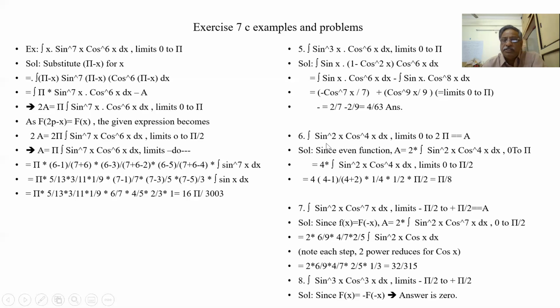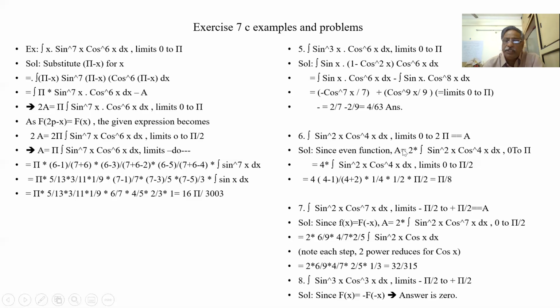Since it's an even function, sine square and cos to the power of 4, it can be 2 into 0 to pi. Further, it's an even function, it can be 4 into 0 to pi by 2. So I know this one. So cos of 4 is 4 minus 1 by m plus n, 6. 3 by 6 into 1 by 4. So the 2 are reduced here. Integral sine square x is 1 by 2. Whenever 1 by 2 is there, we get pi by 2. So when I multiply, I am getting pi by 8.